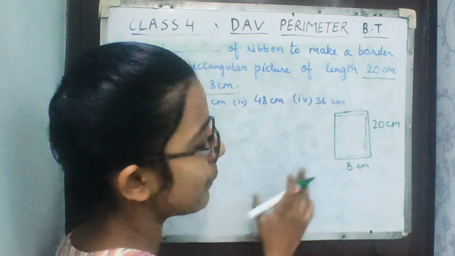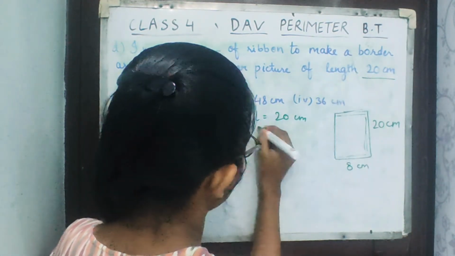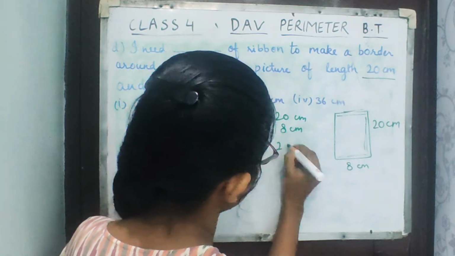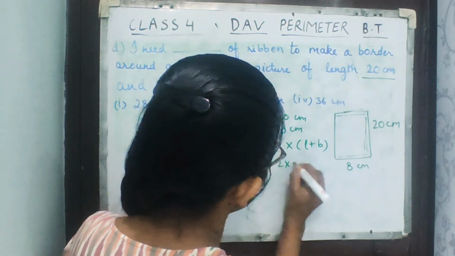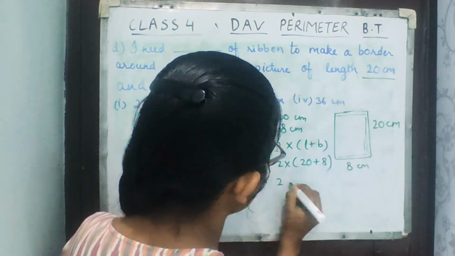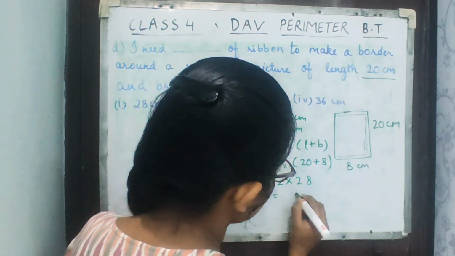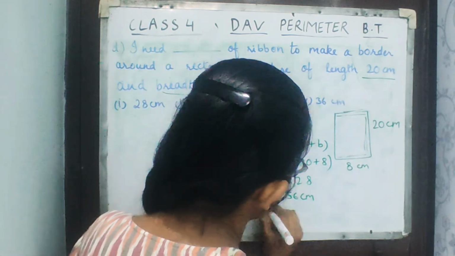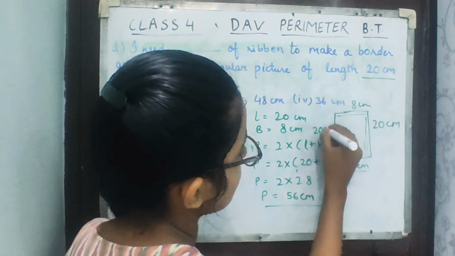So we need to find the perimeter first. Okay, so length given to us is 20 centimeter. Breadth given to us is 8 centimeter. So perimeter is equals to 2 into L plus B. So perimeter is equals to 2 into length 20, breadth 8. Okay, so perimeter is equals to 2 into 20 plus 8, 28. So perimeter is 2 8s is 16, 1 carry, 2 2s are 4, 5, 56 centimeter. Okay, so if this is 8, this is also 8. Yes, if this is 20, then this is also 20.